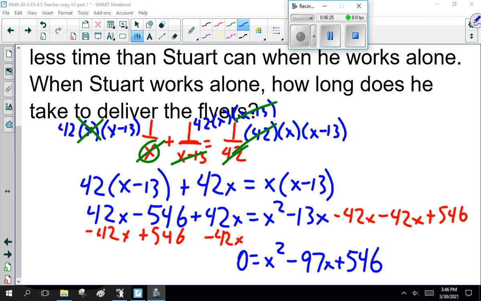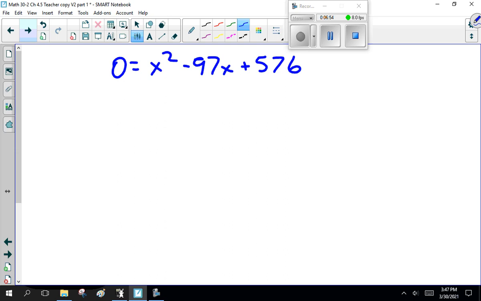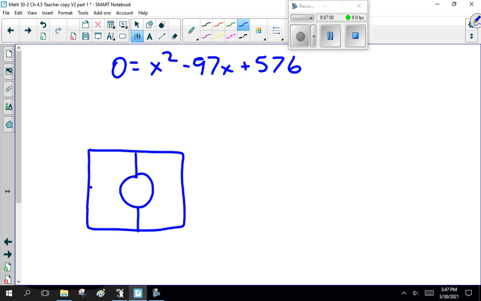Multiplying it out, I got 42x minus 546 plus 42x equals x squared minus 13x. So I moved everything to the right side, and I got x squared minus 97x plus 546. Honestly, I wouldn't expect you to solve anything this nasty. Here we're getting beyond what I've asked you. But there's always somebody going, Mr. Simon, can we factor that? Yes, we can. Like I said, I wouldn't ask you to do this. This is getting just too nasty.